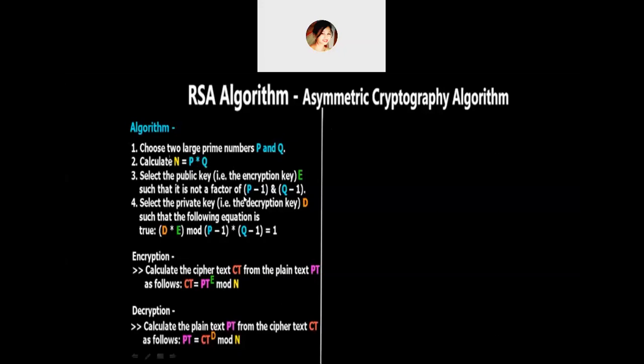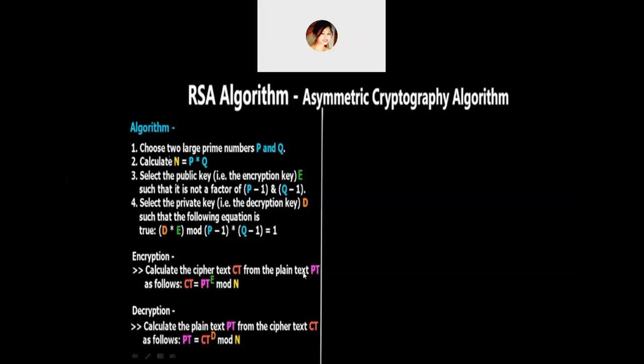So what happens is that you have to select two large prime numbers, and I'm naming them p and q, and you have to calculate the product of these two prime numbers. Then you have to select a public key, that is the encryption key, which is marked as capital E, such that it is not a factor of p minus 1 and q minus 1. And then you have to select the private key, that is the decryption key, which is marked as capital D, such that the following equation is true.